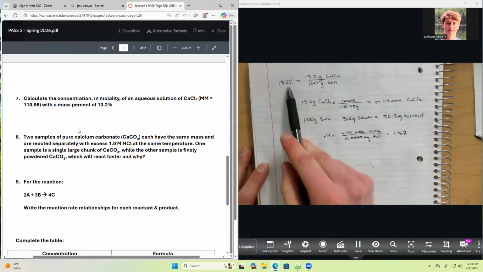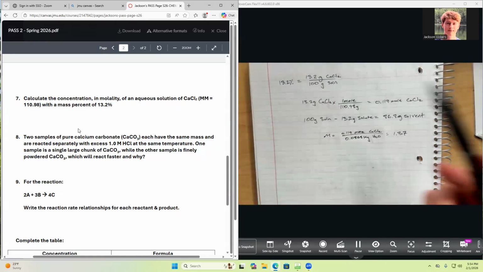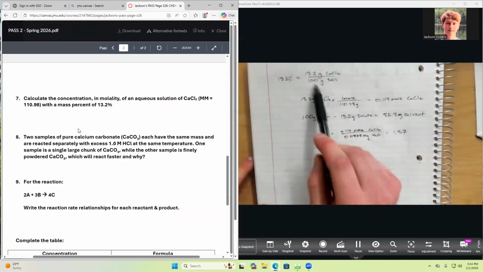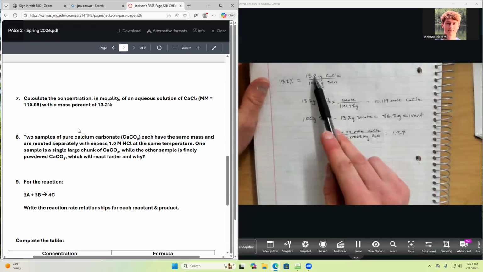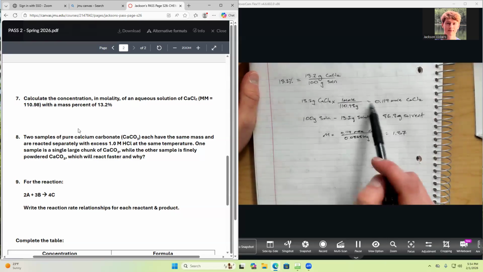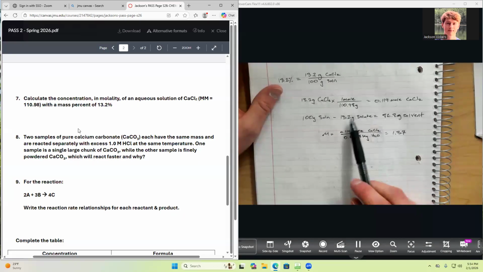anytime you have a percent, that's the same way of saying that it's 13.2 something over 100 because we're dealing with decimals there. So when we have that, we now have a starting place. We can do some actual work here. So we have 13.2 grams of our calcium chloride. And if we use the molar mass, we can go straight to moles of our calcium chloride. That's our solute. So that's easy. We already got the numerator done.